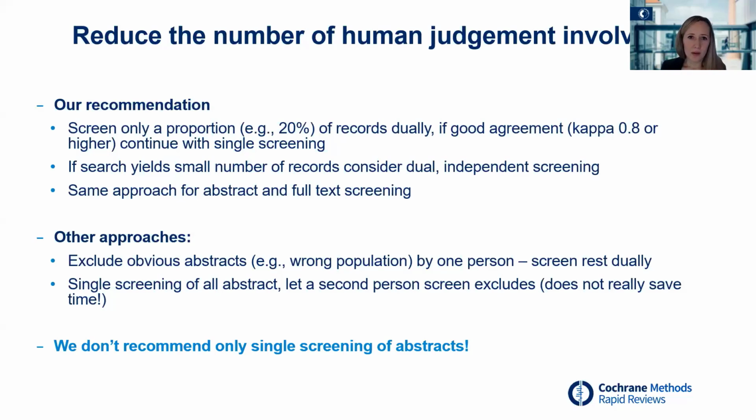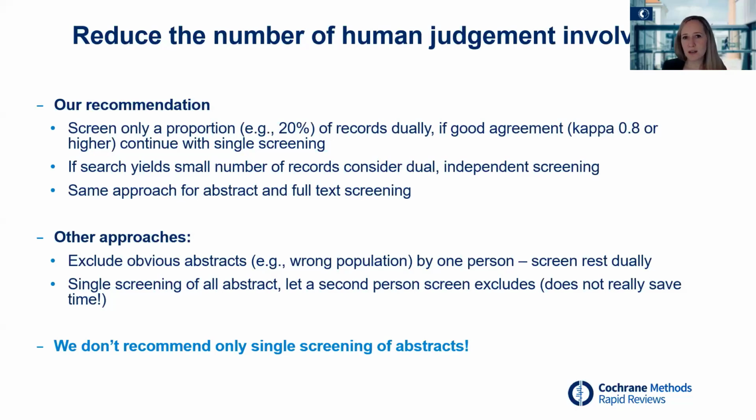There are also other abbreviations that you could apply. For example, you could exclude obvious abstracts by one person. An obvious exclude would, for example, be an abstract where it's clearly the wrong population. If you are interested only in adults and in the abstract you see it's in small children, then it's a clear exclude.